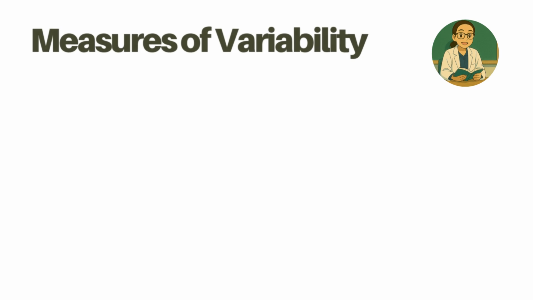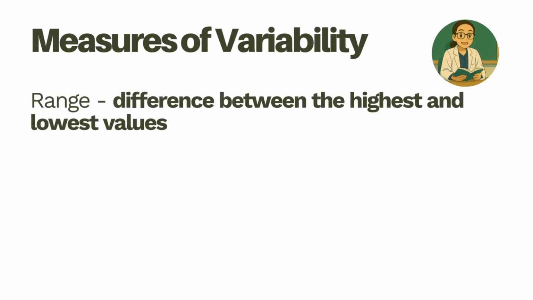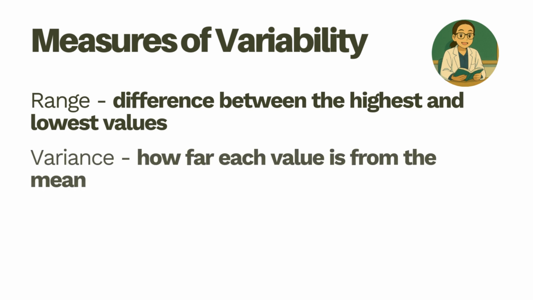Now let us move to measures of variability. These statistics tell us how spread out or scattered the data values are. The range is the difference between the highest and lowest values in a dataset. It gives a quick idea of how wide the data values are. Variance measures how far each value is from the mean, but it is mostly used in more advanced statistical analysis.